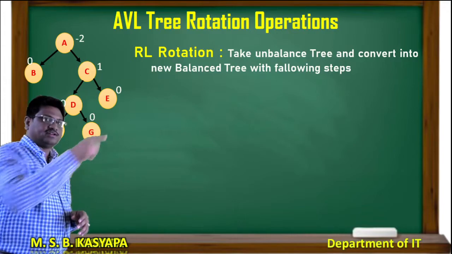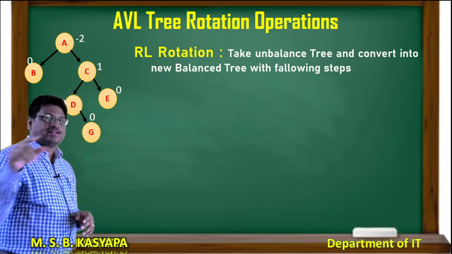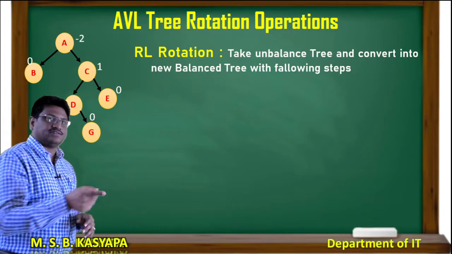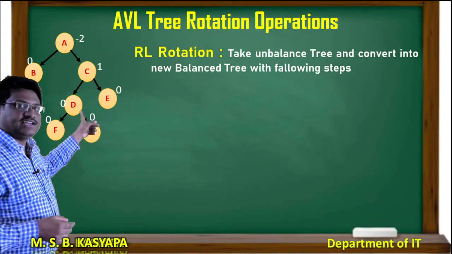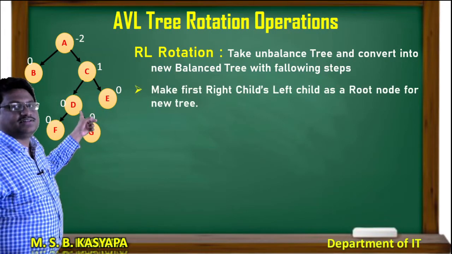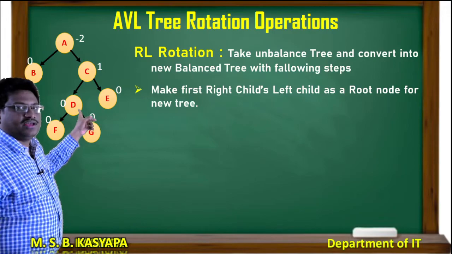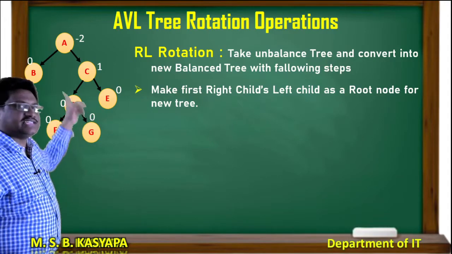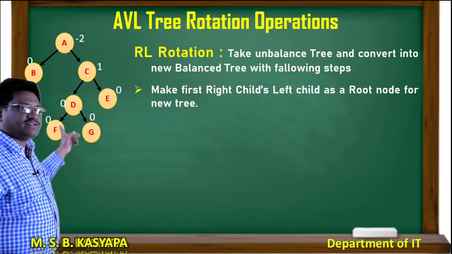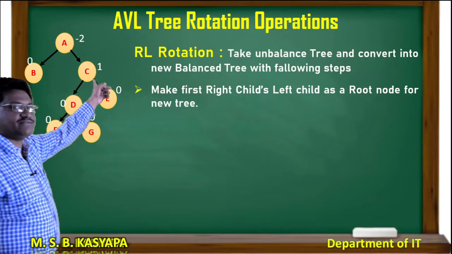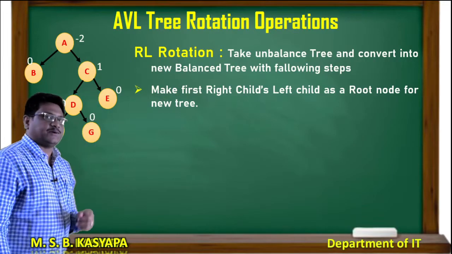So, first left, first right. It is RL, first right, first left. So, that means A, C, D. D should be taken as a root node. Okay. If it has any left, see in this LR, if it has any left, I will create a link with the parent node. Am I right?